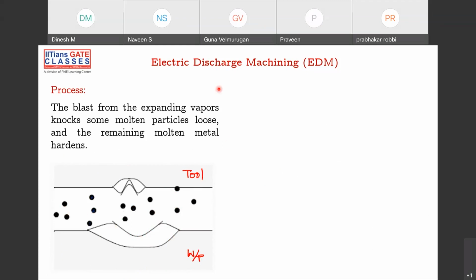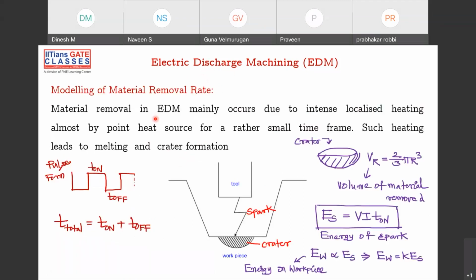Okay, what is discharge? Discharge of column of electrons, spark. Okay, fine. So this is modeling. This is not much important for GATE. Also, not much is important. But let's understand here what is happening.